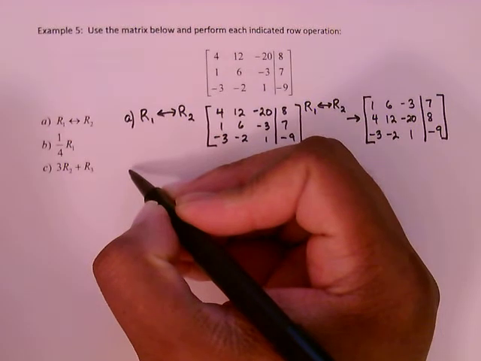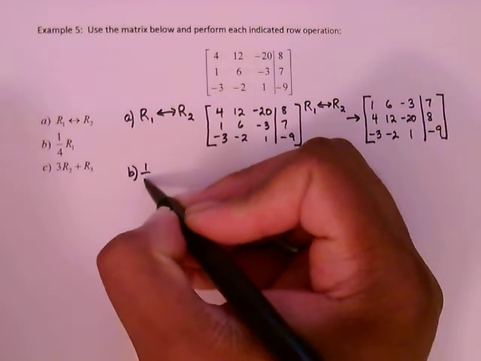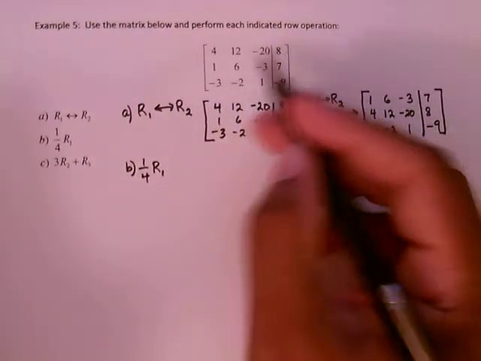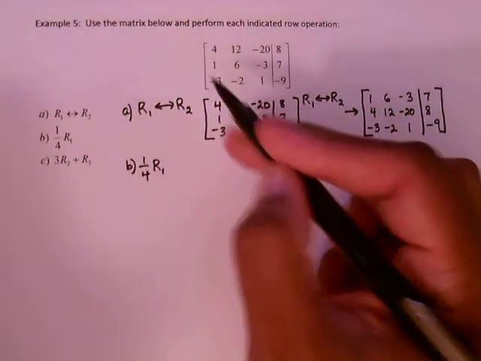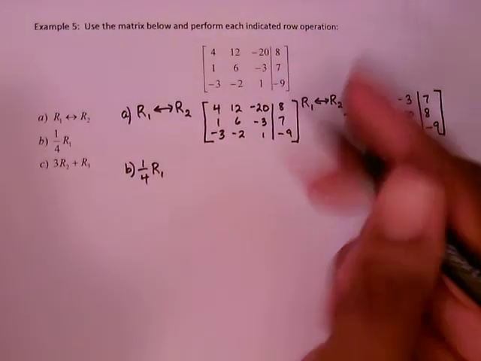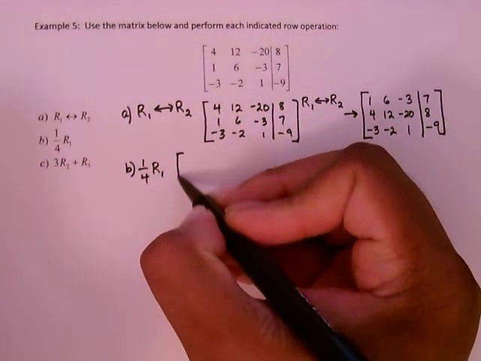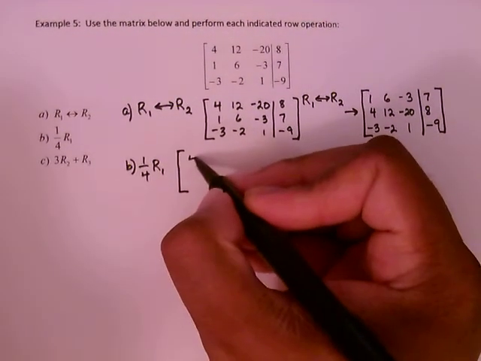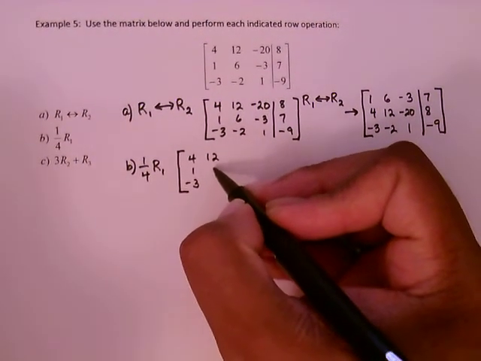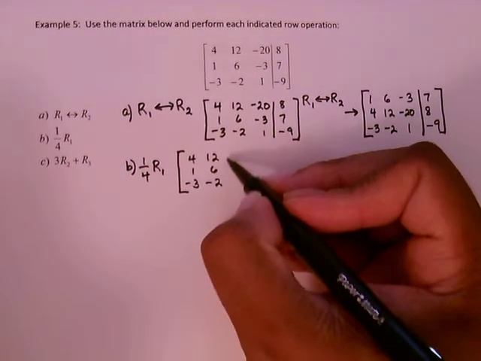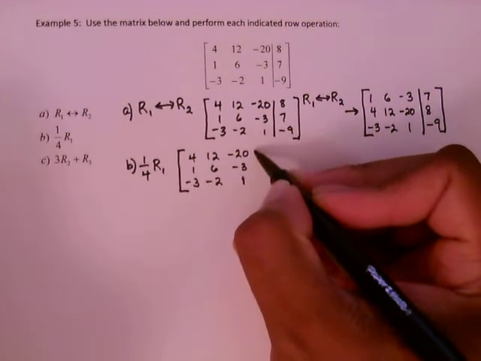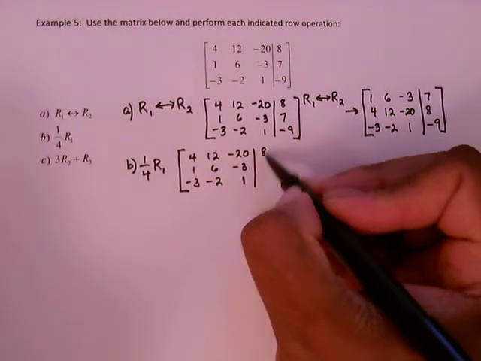Part B is this. They want you to take 1/4 of row 1. So we're looking at the original matrix that we started off with, not this one, but this one right here. So I'm going to copy that again. This is 4, 1, negative 3; 12, 6, negative 2; negative 20, negative 3, 1; and then 8, 7, negative 9.